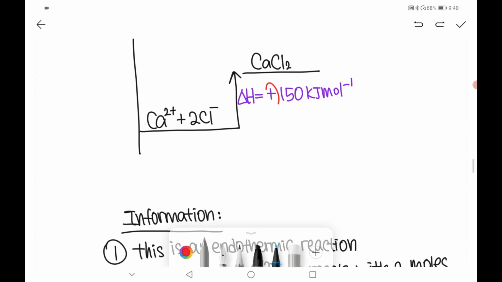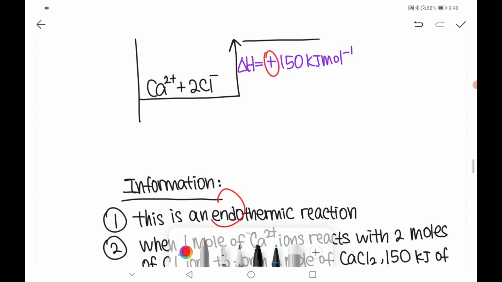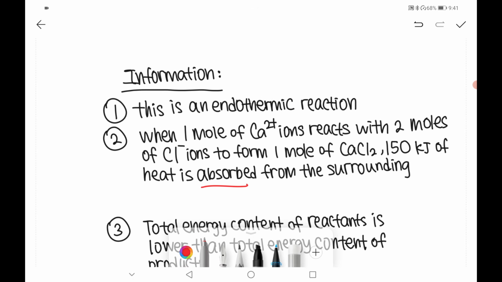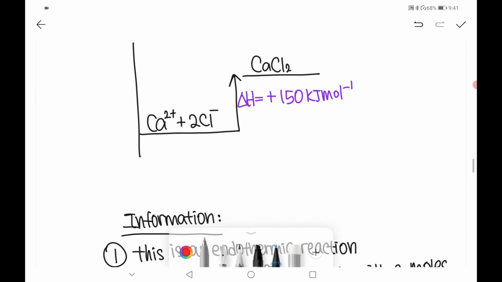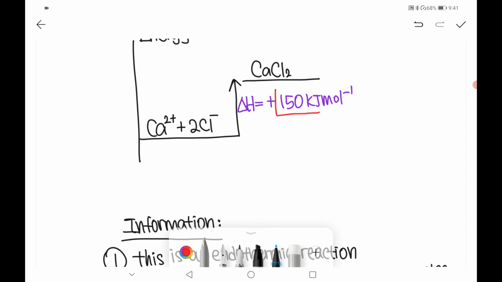So you can see positive. Positive is endo. Endo means absorb. So you will absorb. Absorb what? Absorb the heat. How much heat do you absorb? 150 kilojoule. You absorb 150 kilojoule.